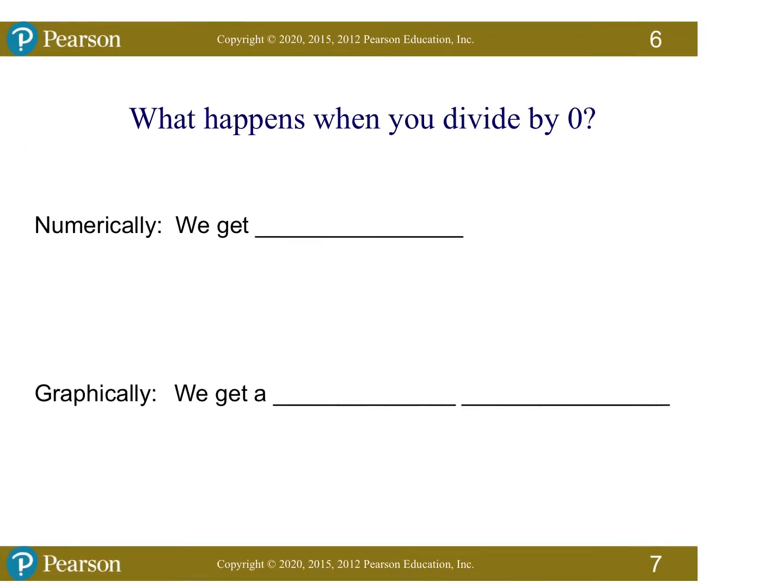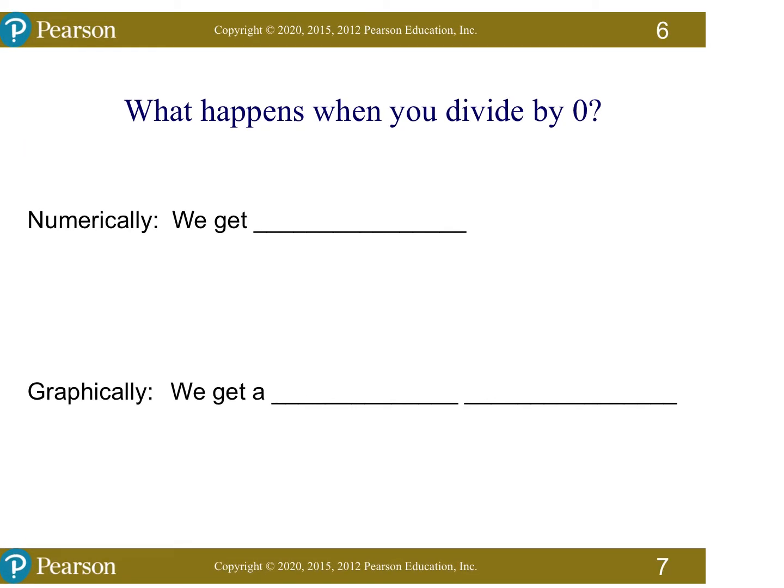All right, so numerically, we resulted in infinity. Graphically, we get a vertical asymptote. So if you end up numerically with any answer that's on either side of infinity, that means your graph has a vertical asymptote there.